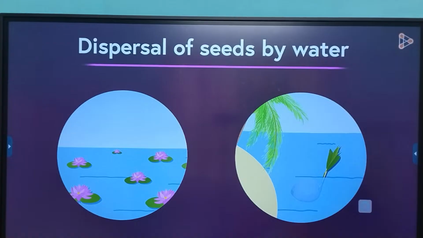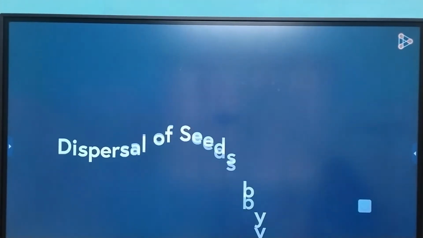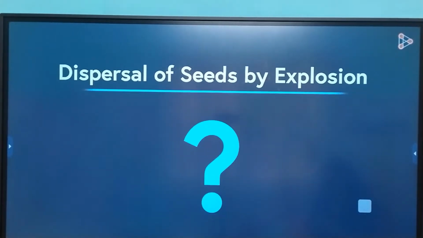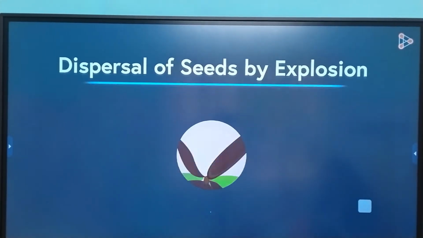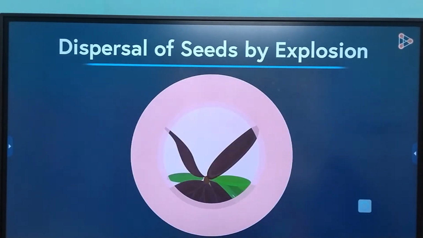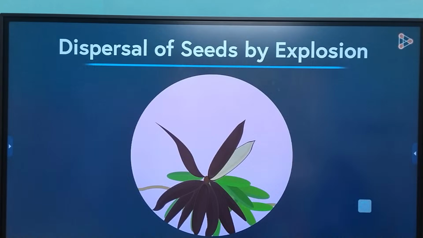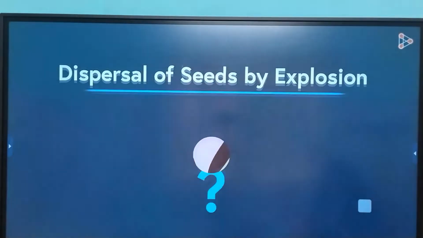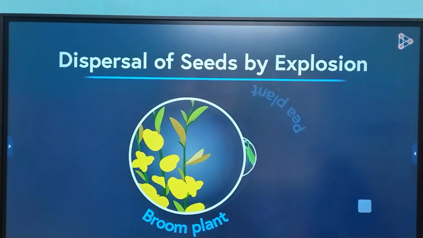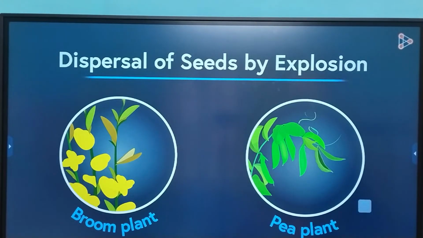What is the next type of dispersal? Let me name it for you. It's called dispersal by explosion. Don't just say explosion. You got me right. Then what exactly explodes in a plant? In some cases, seeds or pods containing seeds burst on their own. The pods dry and split suddenly with considerable force, which throws the seed at a distance. What are the examples of such type? We have plants like balsam and weeds which belong to this category.